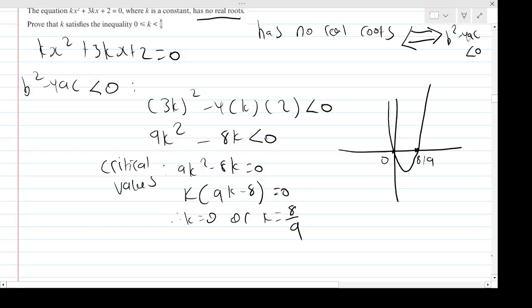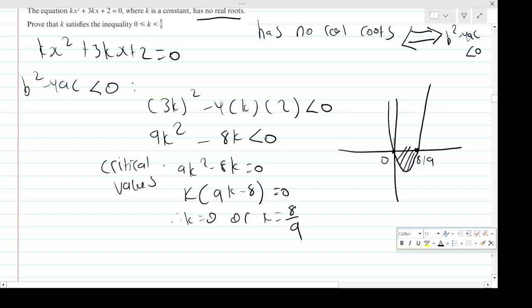Okay, so now I need to look at the inequality. So if it's less than 0, it needs to be below the x-axis, so underneath there. Okay, that is the region we're interested in. So that's going to be between our two critical values, right? So it's going to be between k is 0 and k is 8 over 9.